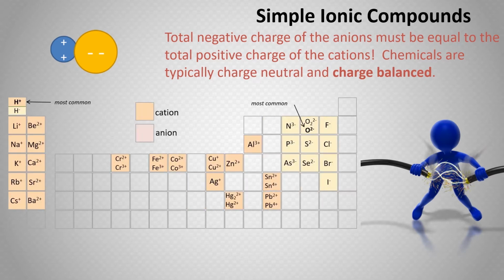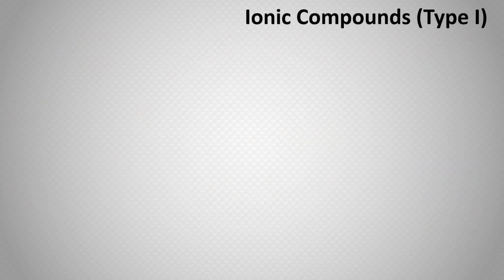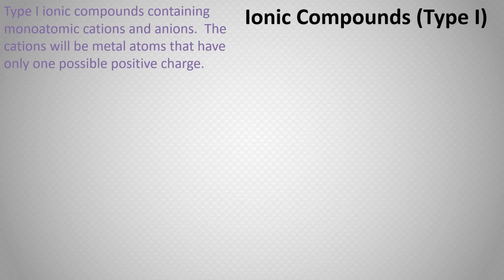The periodic table shown here has been seen a couple of times before, but it's critical before looking at ionic compounds in greater detail that we have these monoatomic ions fixed in our minds. Let's first look at some simple type 1 ionic compounds containing monoatomic cations and monoatomic anions. The cations will be metal atoms that have only one possible positive charge. The alkali metals are a good example here. They all have one naturally occurring charge in a compound, +1.